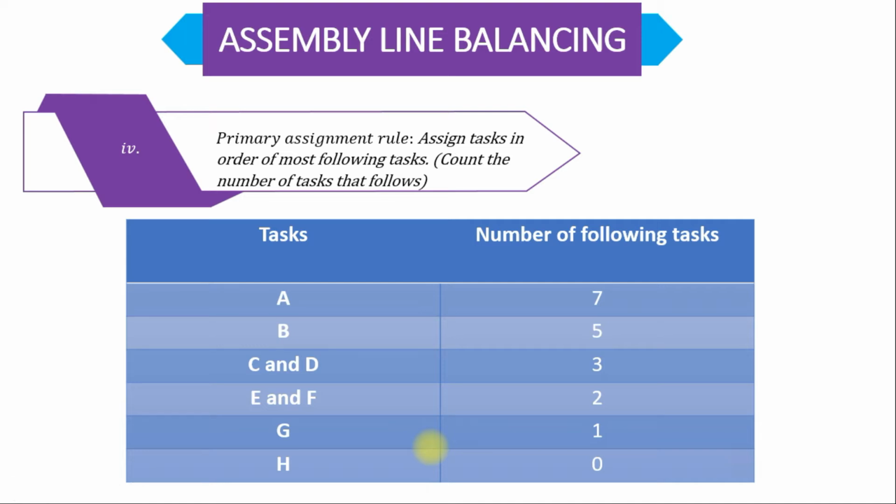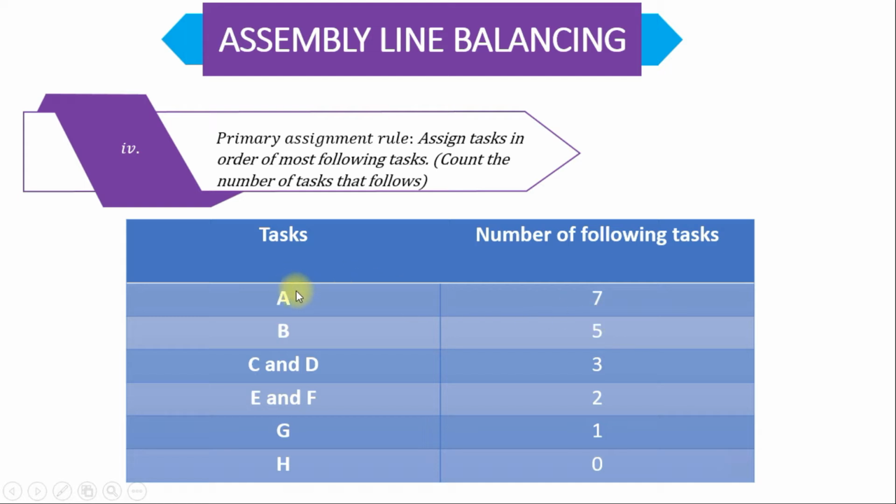Then we need to assign the tasks to the workstations. So we first come up with a primary rule, and the rule chosen for this case was to assign tasks in order of most following tasks. All you need to do is count the number of tasks that follow each task. As simple as that. So we have a table over here indicating the tasks and the number of following tasks.